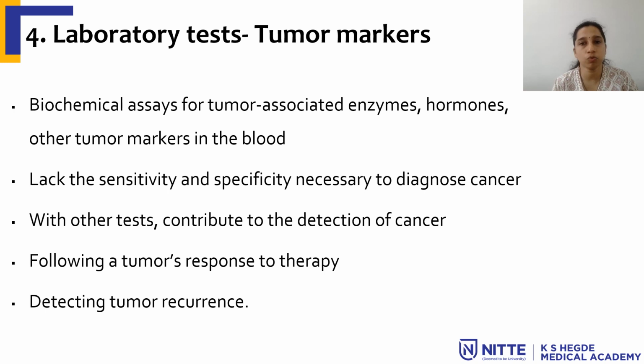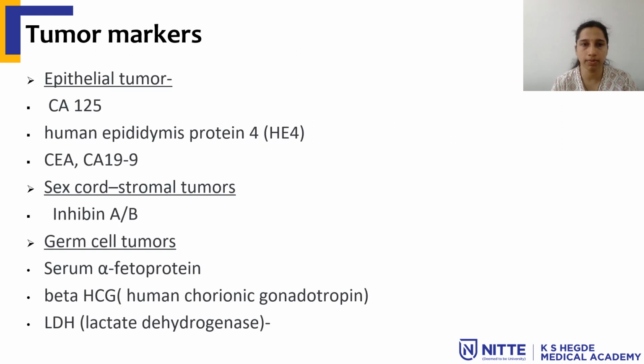So in laboratory test, the most important ones are tumor markers. So what are tumor markers? These are biochemical assays which are analyzed for tumor associated enzymes, hormones or any other markers which are associated with the tumor, which are there in the blood, but they lack the sensitivity and specificity which is necessary for diagnosis of cancer. So if used with other tests, they contribute to detection of cancer. They can also be used to know the response to various therapy given for the ovarian cancer, and also for detecting the tumor recurrence.